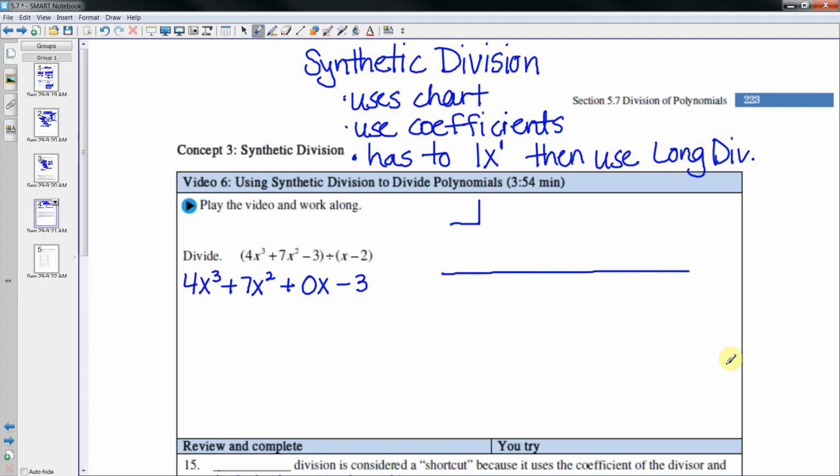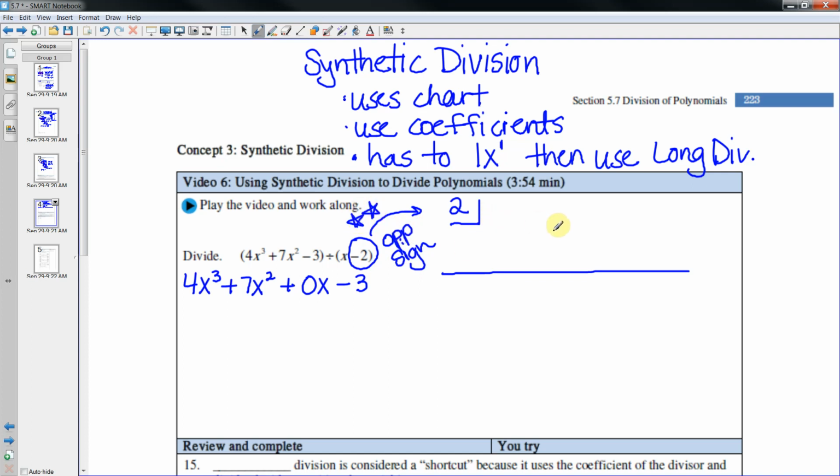Okay, in the corner box goes the number, the opposite of the number you are dividing by. So if I'm dividing by -2, the opposite of -2 is 2. So you have to use the opposite sign of that number. That's key. You have to use the opposite sign.